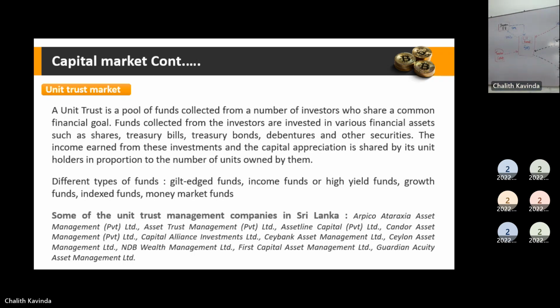These are some of the funds available from the unit trust companies. They have gilt-edged funds, which means you are getting a higher return, but the risk is also high. Income funds, or high yield funds, growth funds, index funds, which are linked with particular indexes. Then the money market fund. Different funds are there. You just click and execute. You are not doing the investment yourself. You are putting in the money and you just click on the investment that you want to do.